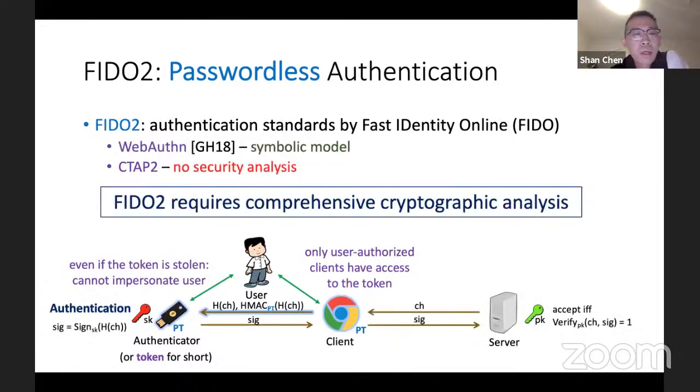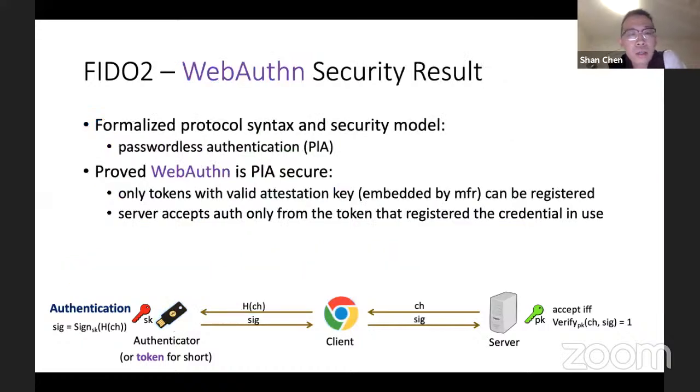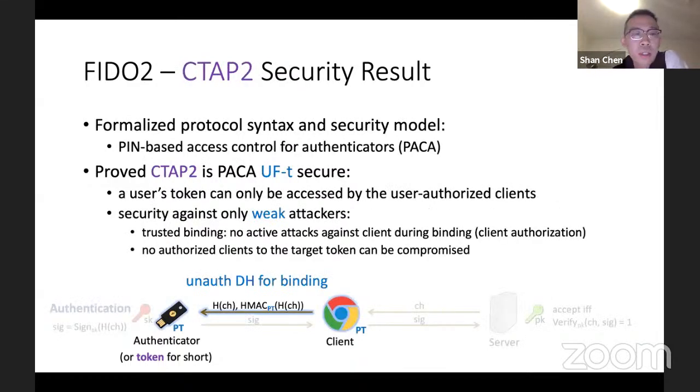There was very limited security analysis of the FIDO2 protocol previously, so we do need a comprehensive cryptographic analysis of FIDO2. So our work focuses on its authentication properties. We first define a protocol syntax and security model for the first component, WebAuthn, and show that it's indeed secure in our model. In practice, this means only the tokens with a valid attestation key, these keys being embedded by the manufacturer, can be registered to the server. And the server accepts authentication only from the token that registered the same credential that is used in the authentication. And for the second component, we define another model and show that it's secure in our model, in the sense that the user's token can indeed only be accessed by user-authorized clients.